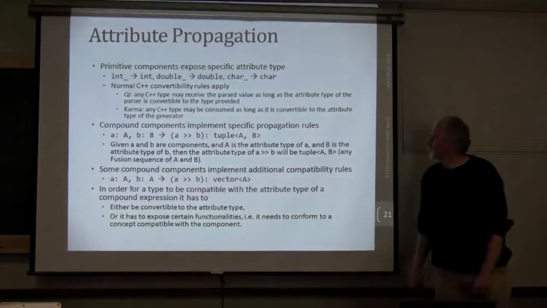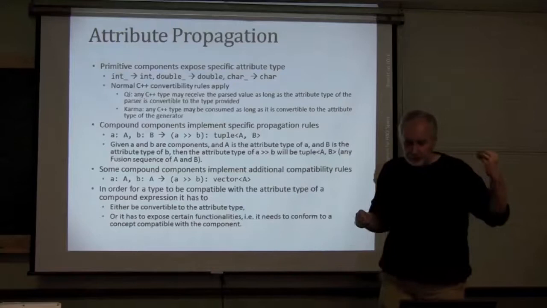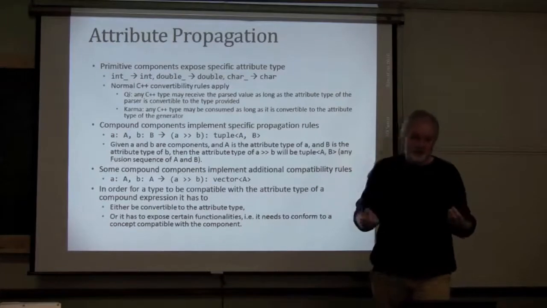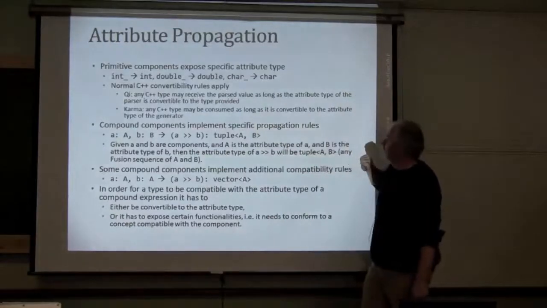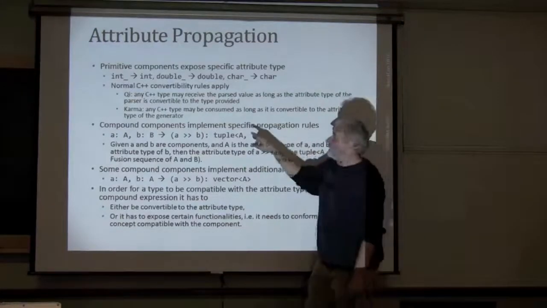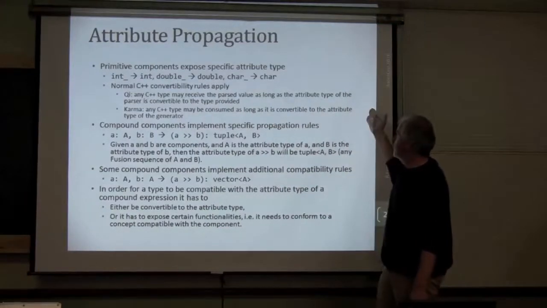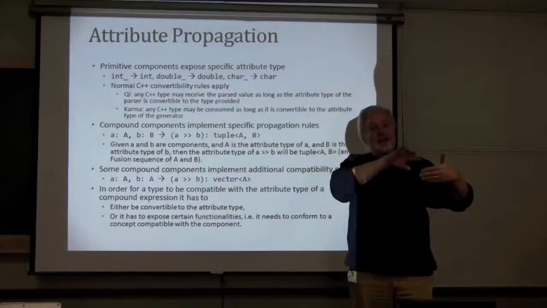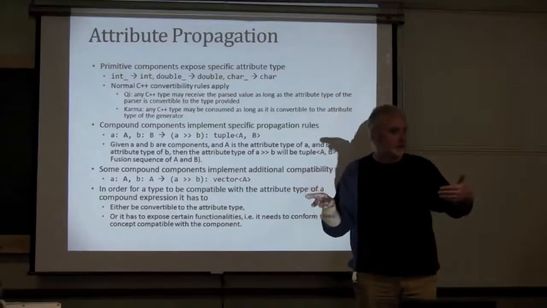I'm running out of time here, so let me speed up a bit. Attribute propagation. We saw each component has its own native intrinsic attribute, but when you start to combine these things, attribute propagation happens. These simple types are clear, and we already saw that the normal convertibility rules apply. In Qi, any C++ type may receive the parsed value as long as the attribute type of the parser is convertible. So if I parse an int, anything which an int can be converted to can be used to receive that. If I give it a double, it will convert that easily.